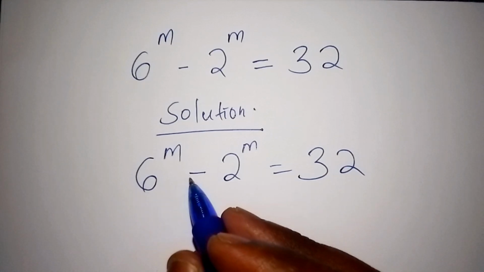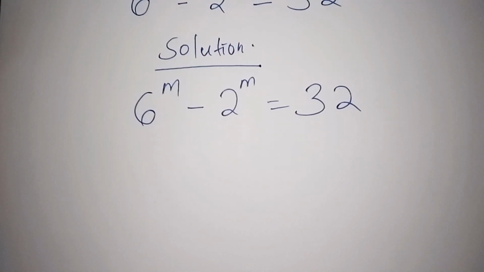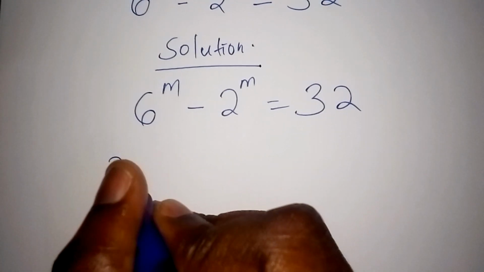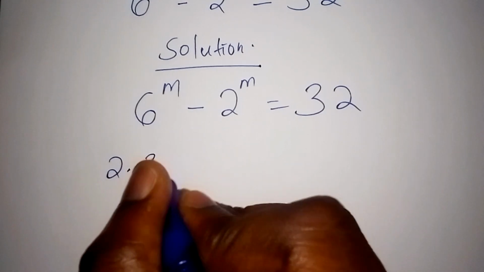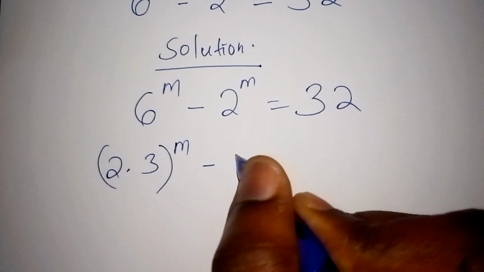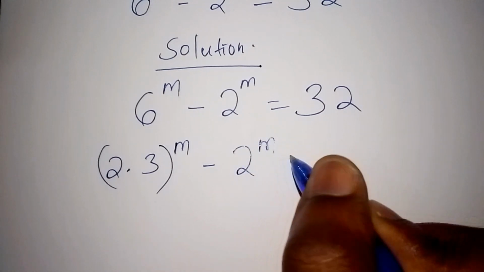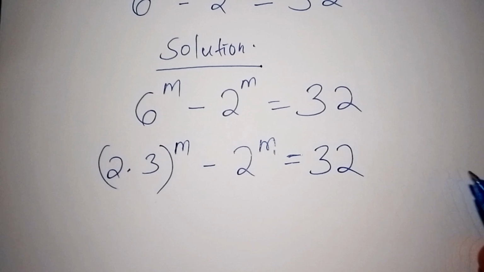6 to the power of m can also be written as 2 multiplied by 3, all to the power of m. So we have 2 multiplied by 3, in brackets to the power of m, then minus 2 to the power of m is equal to 32. This is the first step that you use in working it out.